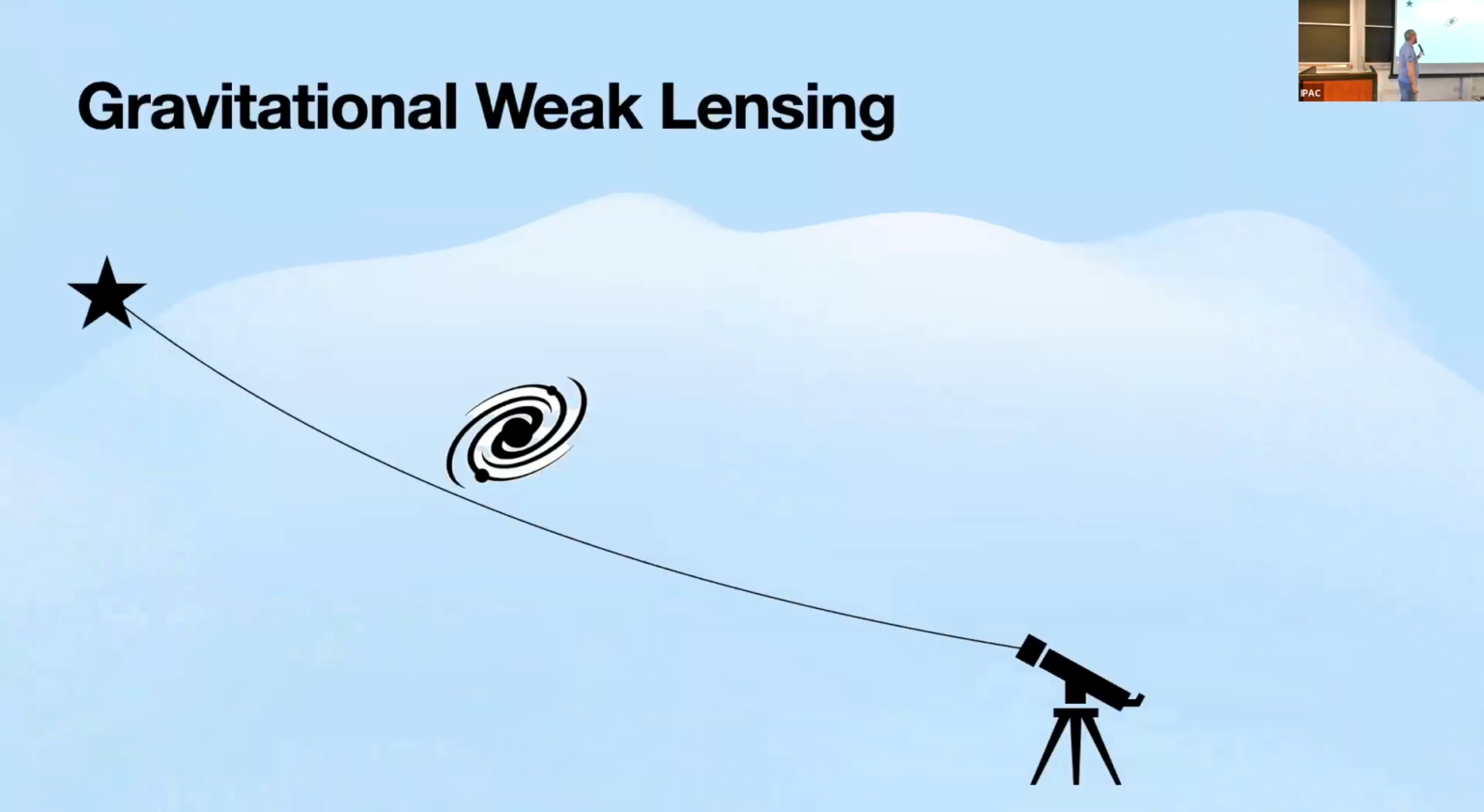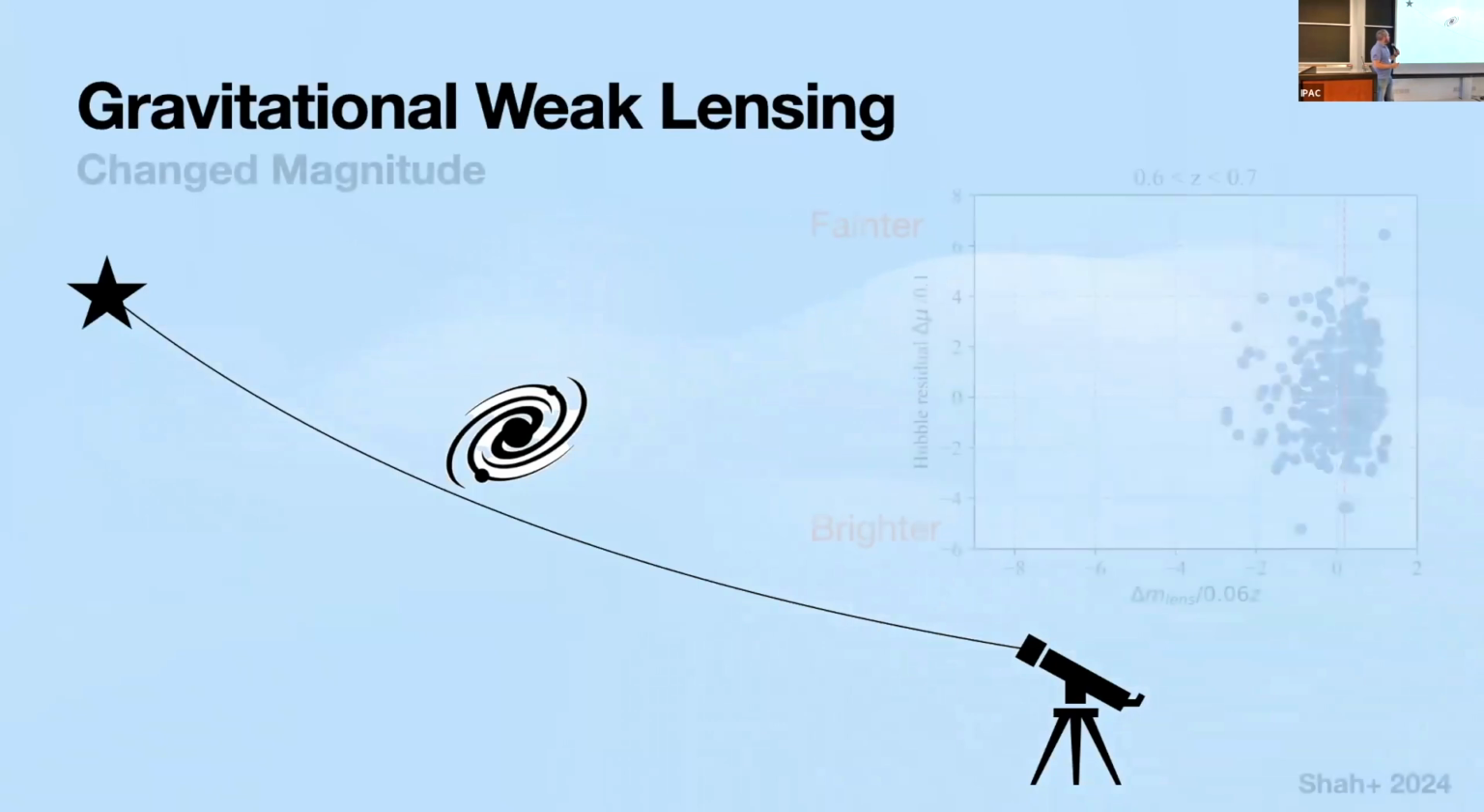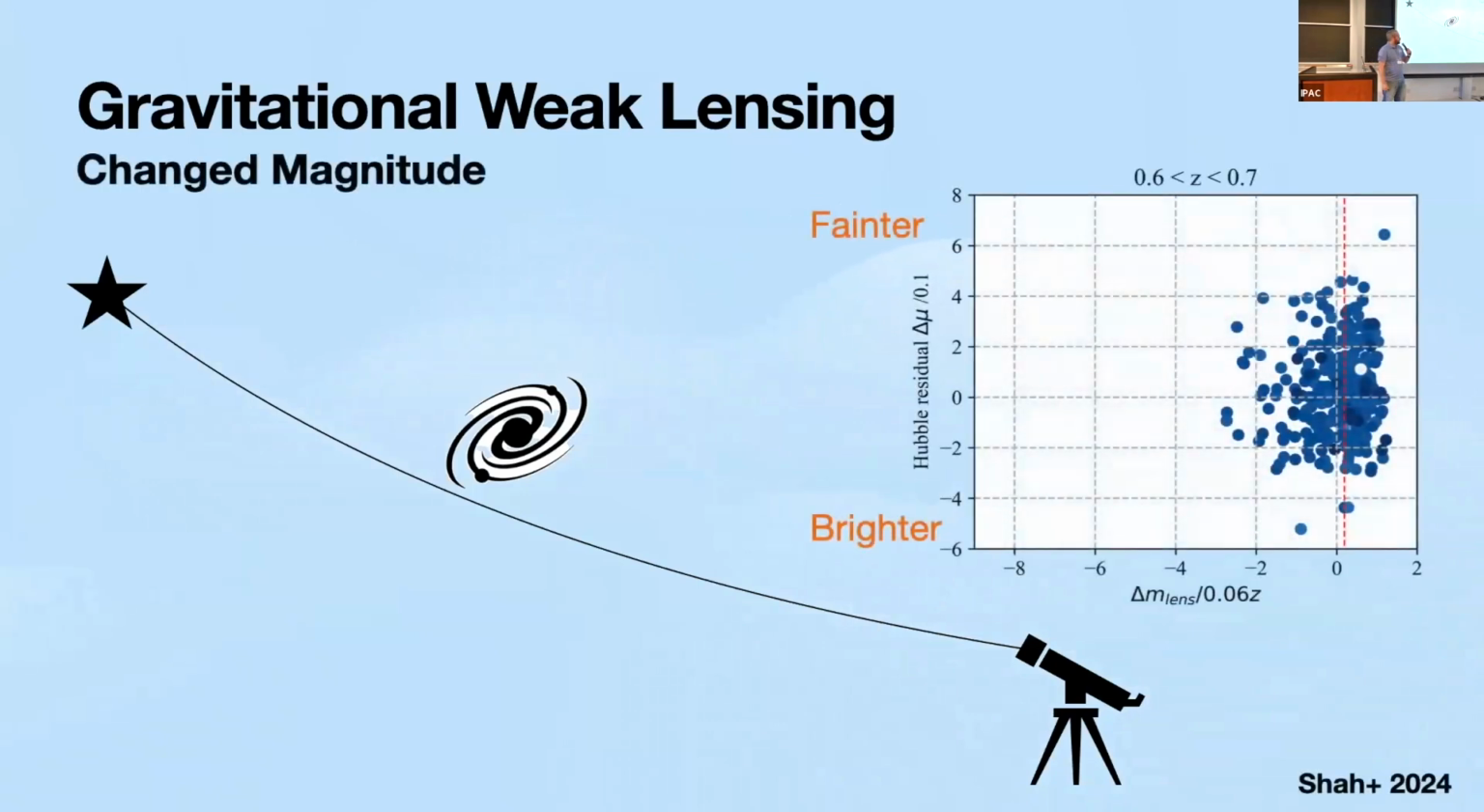So for a quick background, gravitational weak lensing: you have some sort of object that you're looking at. In my world, that's a Type 1a supernova, and it is lensed by the matter along the line of sight. And what's most important in the supernova world is not necessarily the distortion in the shape that is used in weak lensing, but the magnification.